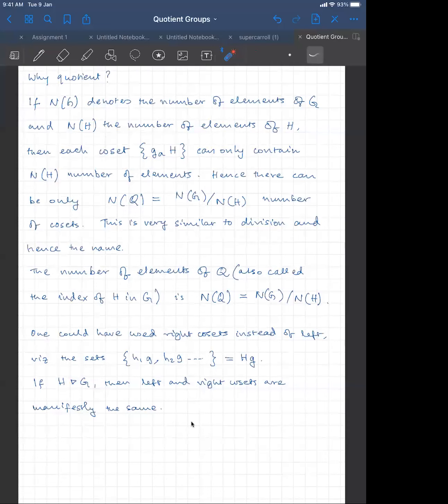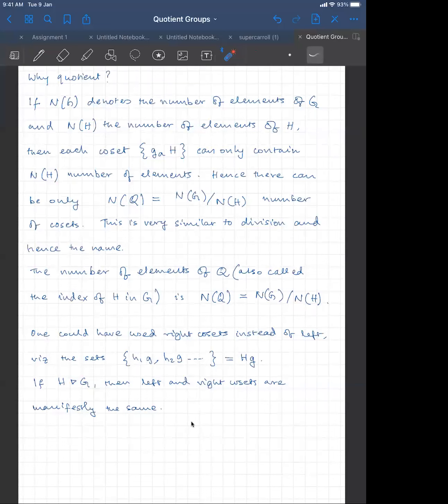Okay. Now, this is very reminiscent of the division that we did early in life, maybe, trying to put objects in separate baskets. If you have, say, four baskets and you have 16 objects, you can put four in each, and it's something like this. So this is why it's reminiscent of all of that, and hence this has got the name quotient group, okay? So the number of elements of Q, which is also called the index of the subgroup H in G, is NQ, and this is NG by NH.